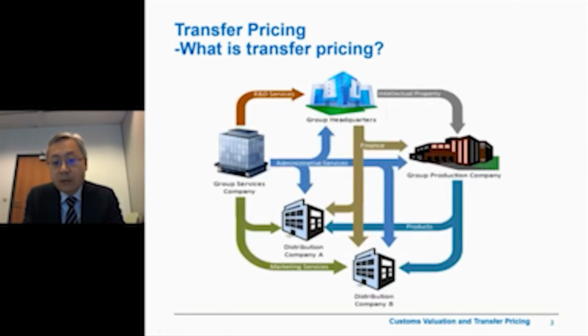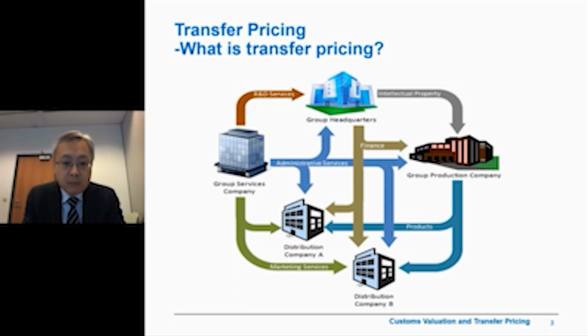For example, the headquarters may sell some intellectual property to the manufacturer, such as trademarks and patents. They sell or transfer these trademarks or patents to the manufacturer for production. And the manufacturer, after producing the goods, transfers the finished product to the distributor to sell in the market.